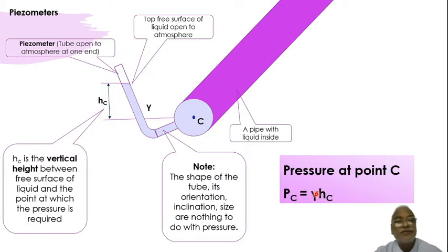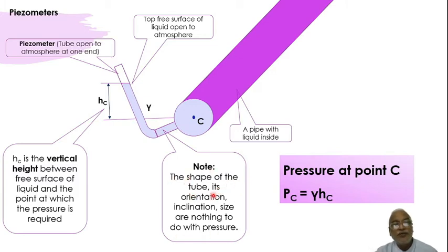So here there is a view. The section of the pipe is there. This is the pipe, a pipe with a liquid inside. The point is the center point. C is the point where pressure is required. So this tube is inserted, which we call a piezometer.